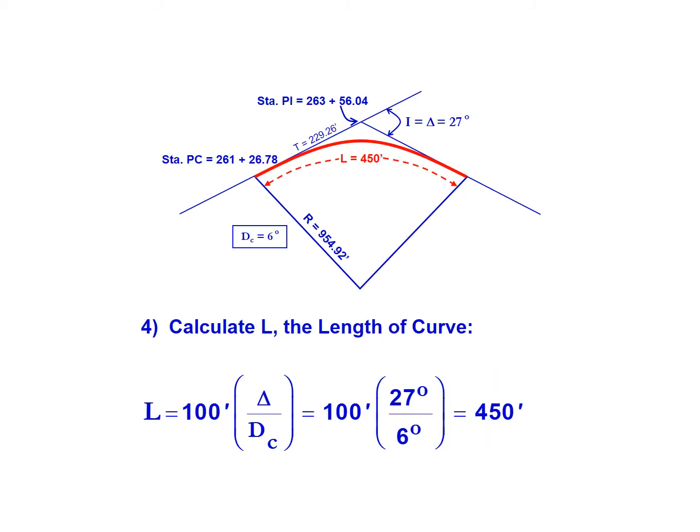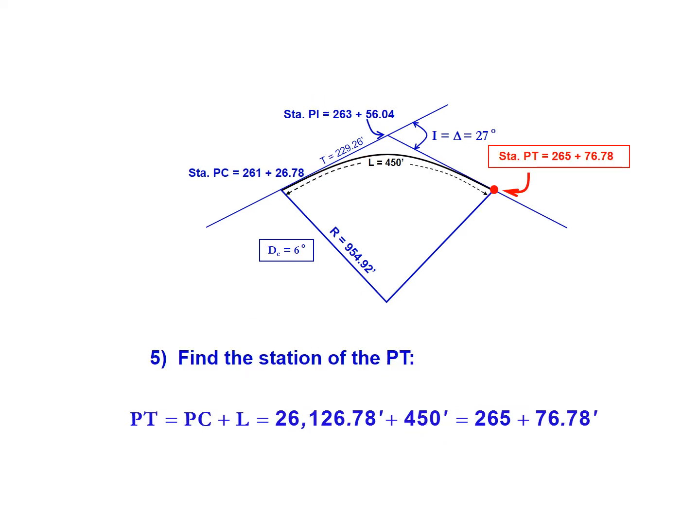Now we need to calculate the length of curve to find the PT, where L, the length, equals 100 multiplied by delta divided by the degree of curvature. This will equal 100 times 27 divided by 6, gives us a length of 450 feet. With this, we can find the station of the PT, where the PT equals the PC plus L. So we're going to add the station of the PC, just in feet, is 26,126.78, plus the length, 450 feet, gives us a PT station of 265 plus 76.78 feet.